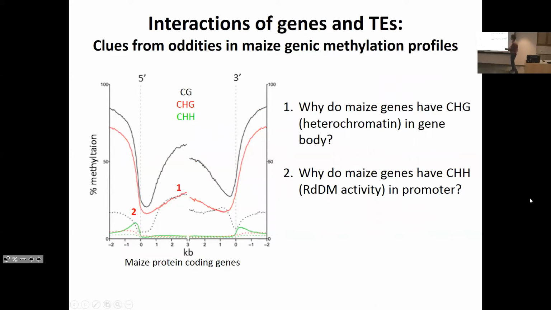The other thing that was a bit surprising was that CHH, the one in green, is considered a mark of de novo or RNA-directed DNA methylation. It has this bump right in front of and behind genes, so it's unclear why promoters would be targeted for this kind of methylation. So let's look into these two questions in the next slides.